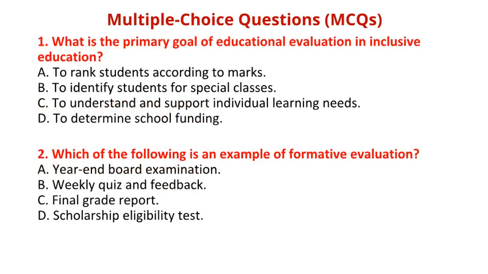Dear viewers, let's solve some important multiple choice questions based on the presentation. 1. What is the primary goal of educational evaluation in inclusive education? A. To rank students according to marks. B. To identify students for special classes. C. To understand and support individual learning needs. D. To determine school funding. Answer C.